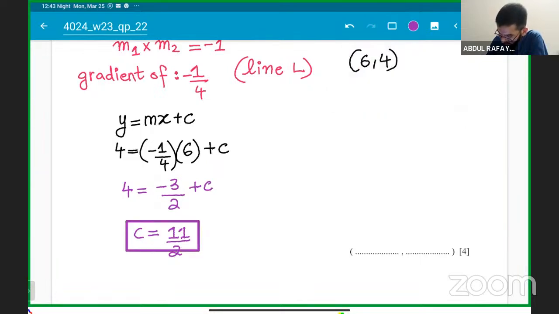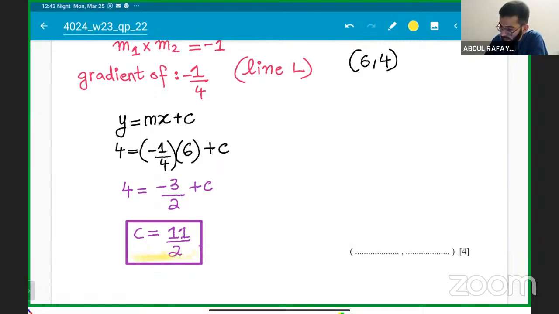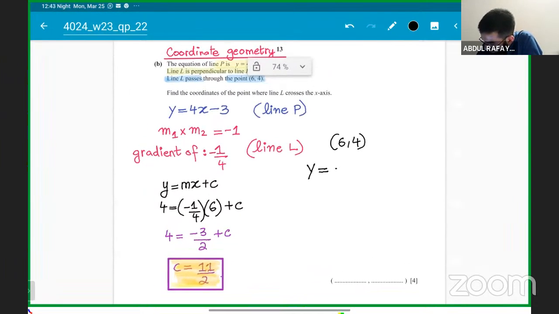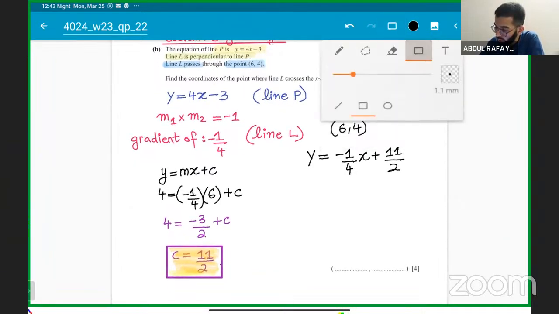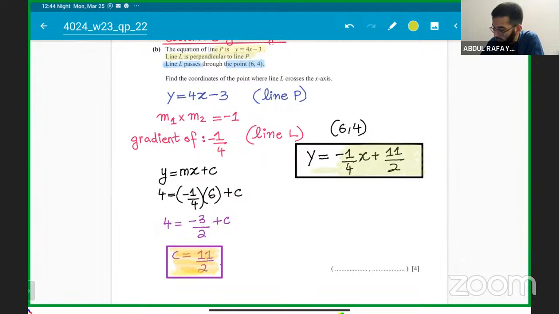Because there are 4 marks, it is very important that this is 11/2, which is the y-intercept, that is the c value, okay. So the equation we got is y = mx + c, that is y = -1/4x + 11/2. So we got this equation, students.